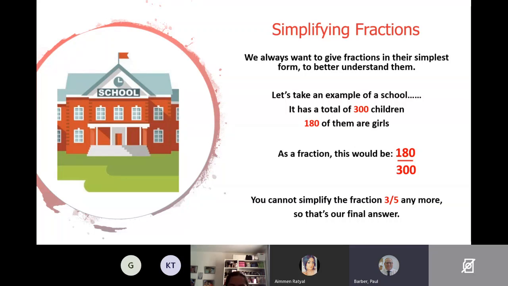Whenever we're working with fractions, we should always try and give our final answer as the simplest possible number. So although 180 over 300 isn't wrong, it isn't the answer you would normally give in fractions. You'll see in the functional skills test, it will usually say, give your answer as a fraction in its simplest form, or as the simplest fraction. But even if it doesn't say that, it's good practice, it's correct practice to always reduce your number down as much as you can.